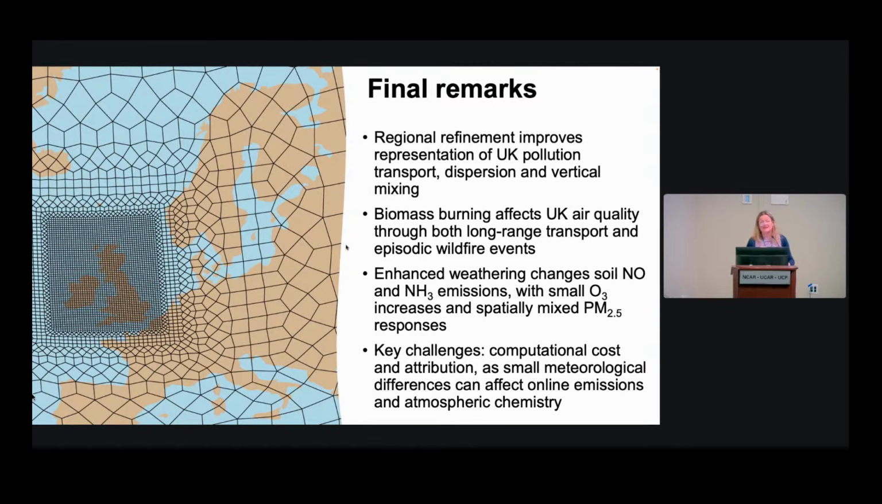So the next step, we are going to start looking at the nudging and see if we can just smooth that out. And also we want to keep MEGAN off and prescribe the emissions. But again, these are computationally expensive simulations, so you don't have that much room for testing. So you need to go and run the simulations.